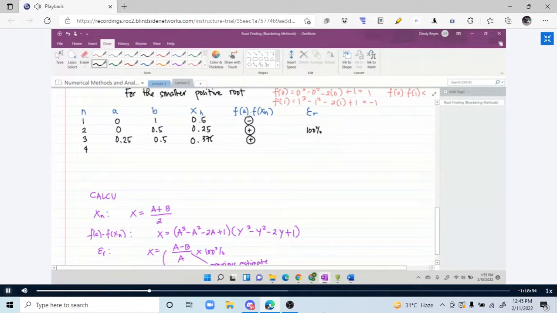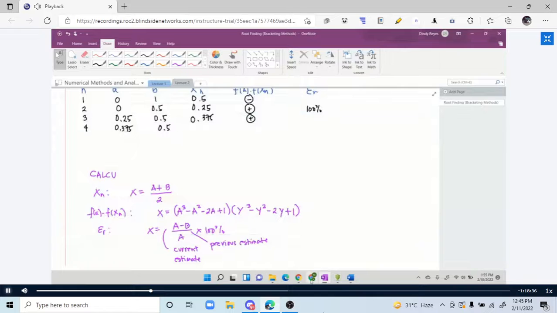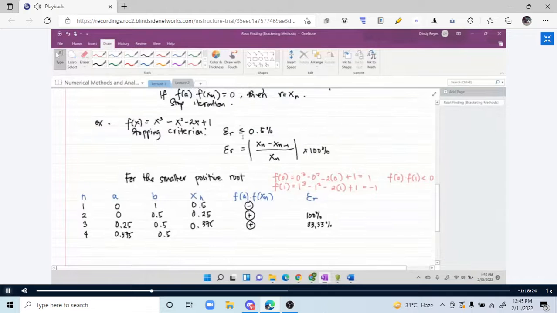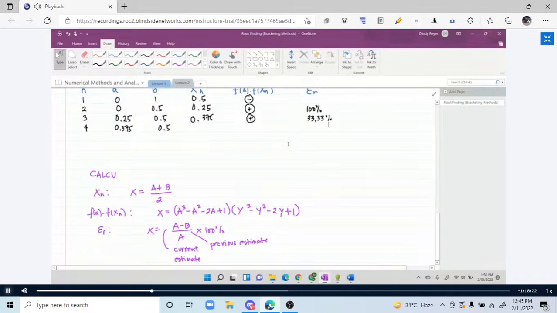While we go to the fourth iteration. So since this is positive, A is replaced, right? This should be 0.375 and this is still 0.5. What is the error here? Current estimate is 0.375 and previous estimate is 0.25. 33.33 is correct. 33.33%. Okay, we will stop iteration if the error is less than or equal to 0.5%.